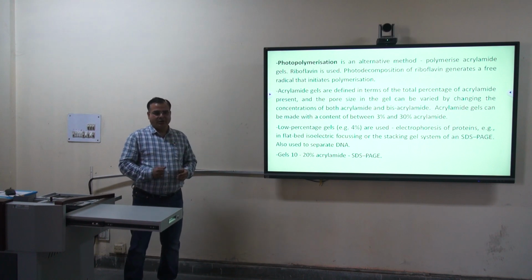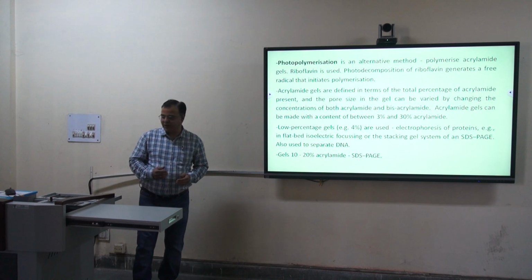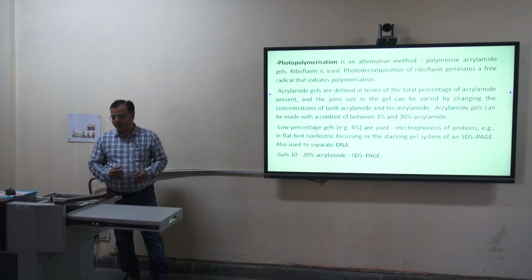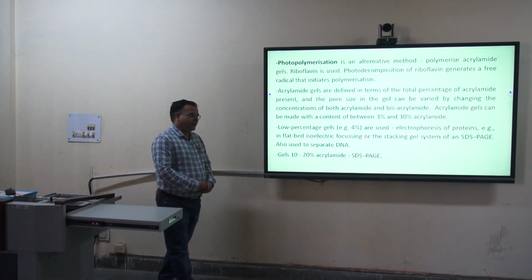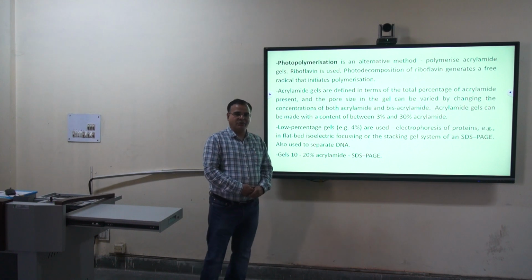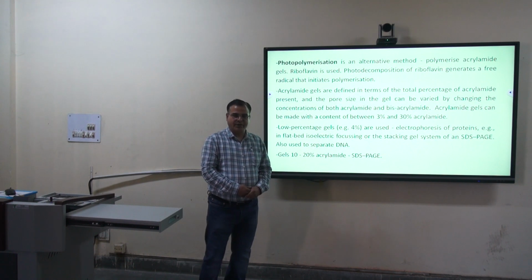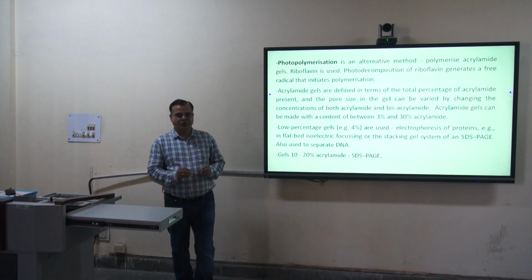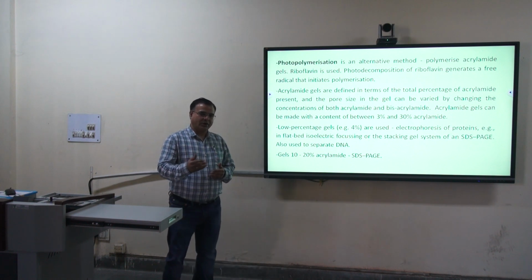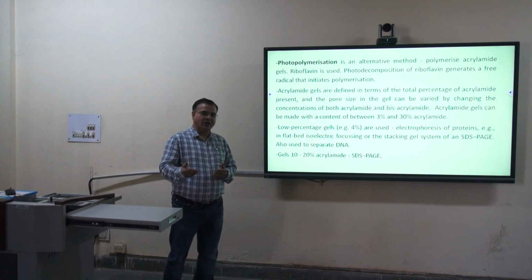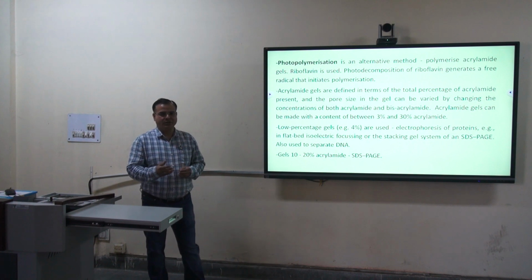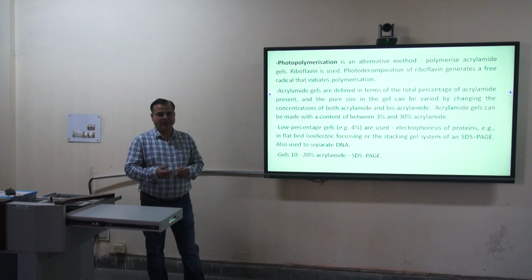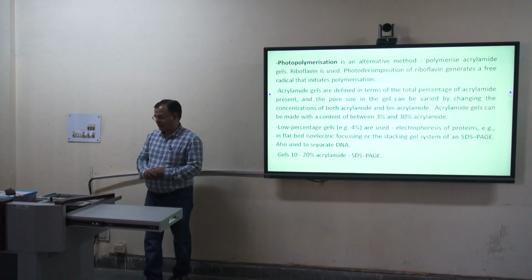There is an alternative to this process. We can also polymerize the acrylamide gels through the process of photopolymerization. In photopolymerization, we don't make use of TEMED and APS. We make use of riboflavin. Riboflavin is mixed in the solution and it is exposed to light for 1 to 2 hours, and during this process the riboflavin decomposes and forms free radicals, and this free radical again initiates the process of polymerization and polymerizes the gel.